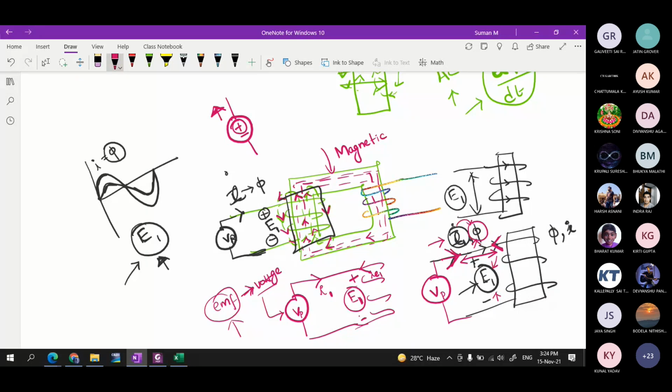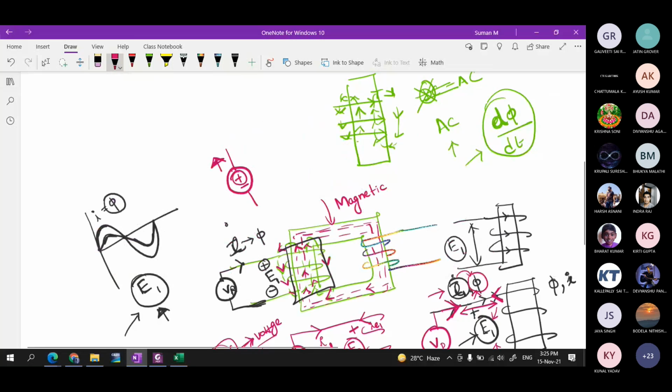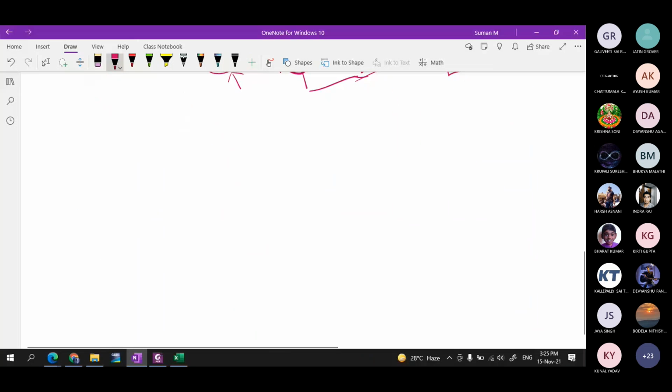Is it easy to understand? Yes, sir. If you have any doubt, you can ask, else we can proceed further. Very simple thing, nothing more complicated. Obviously you may already know about this, so you may not be interested. Let me proceed further so that it will be easy for you to complete that experiment.